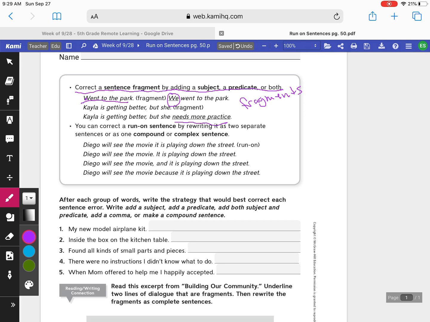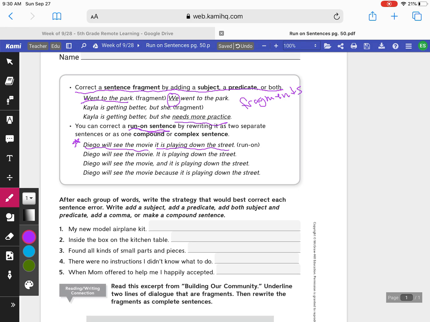All right, then it says you can correct a run-on sentence. Those are a little bit different, by rewriting it as two separate sentences or as one compound sentence or complex sentence. So they're going to give us examples. This is our example as the incorrect one. It says Diego will see the movie. It is playing down the street. I have two separate ideas. Here is one idea. Here is the other idea. But there is no punctuation in the middle.